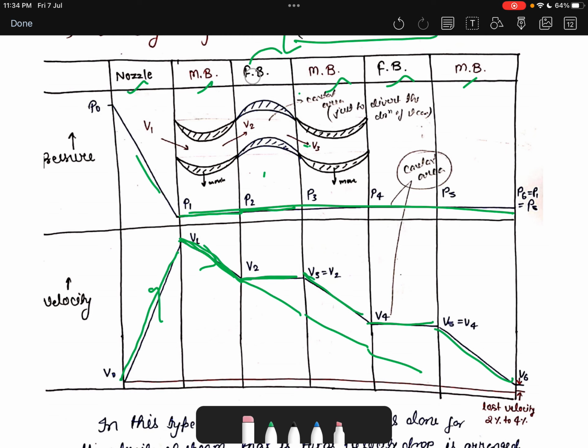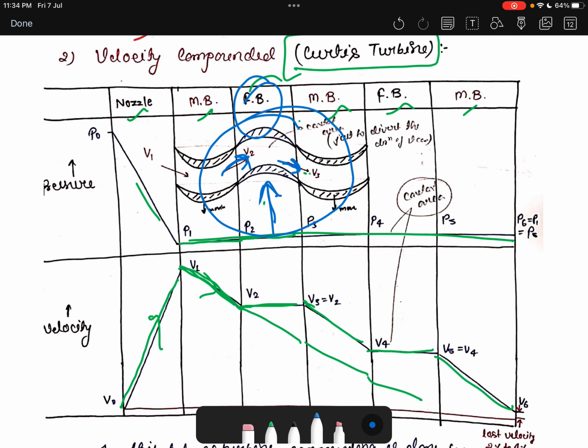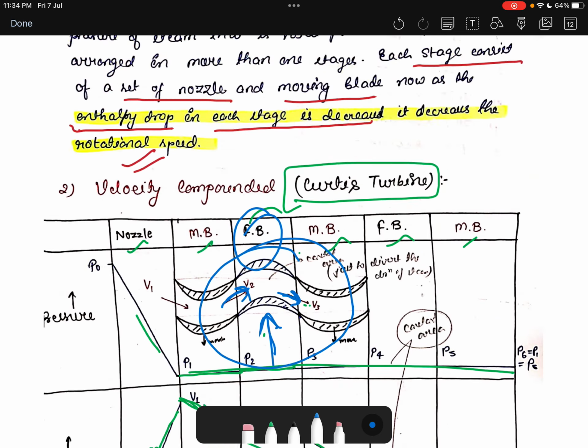Okay, so what I'm saying is that here it is just giving a path for the steam, so that it can easily and smoothly flow through the blades of the turbine. That's why we are using the fixed blade. It is not necessary, but it is required.